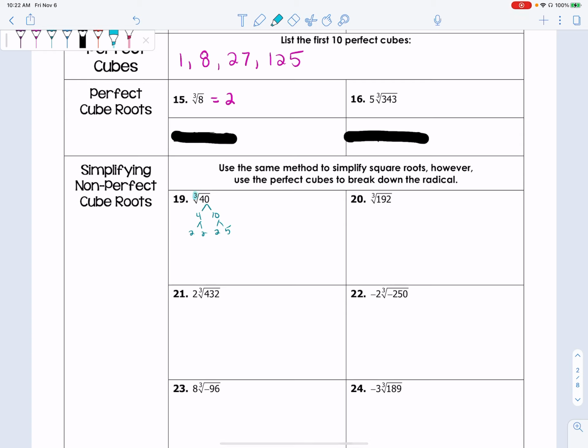My index is a 3. That's how many of a kind I'm looking for in my factor tree. So I have 3 of a kind of 2's. It's going to come out on the outside as 2. We have to remember to write our index in our final answer. What's left over is 5, and that stays inside. So our final answer should be 2 times the cube root of 5.